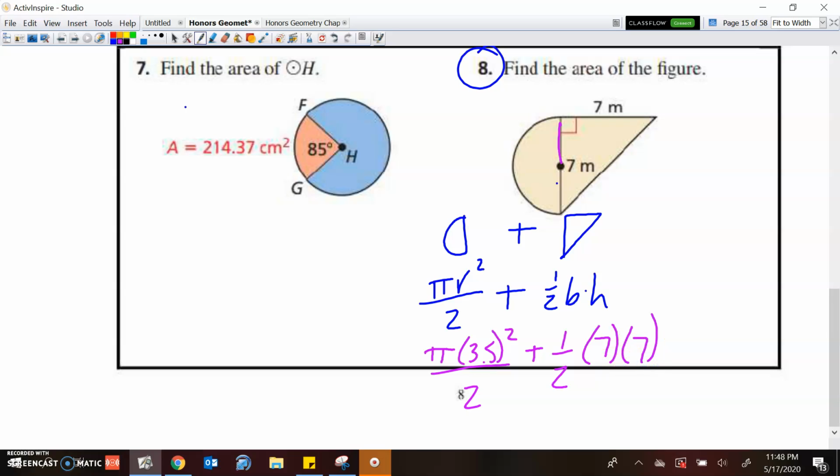And then I can go ahead and calculate that. 3.5 squared times pi divided by 2 is 19.24. I just kept it all in pi on my calculator. And then 7 times 7 is 49, times 1/2 is 24.5. And when I add those two together, I'm going to get 43.74, and we're working in meters squared. I did round a little bit here, but that works.